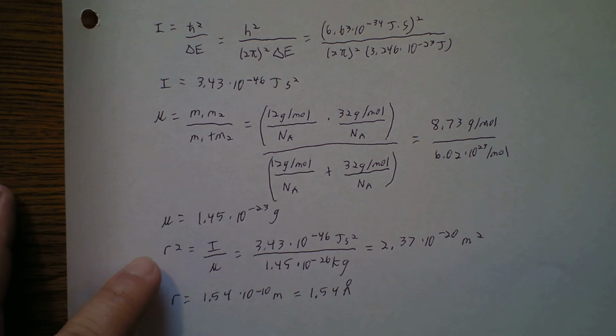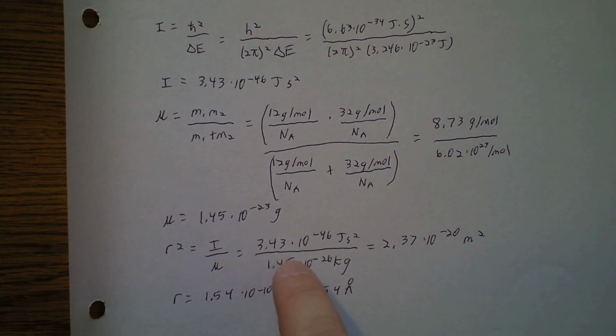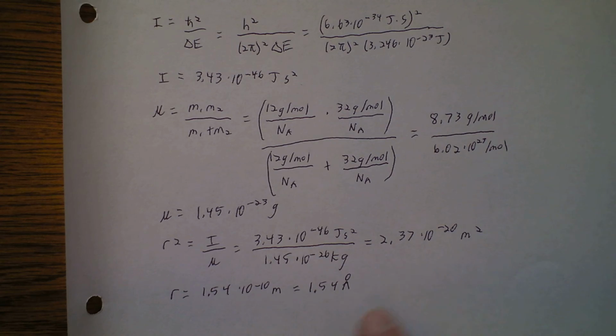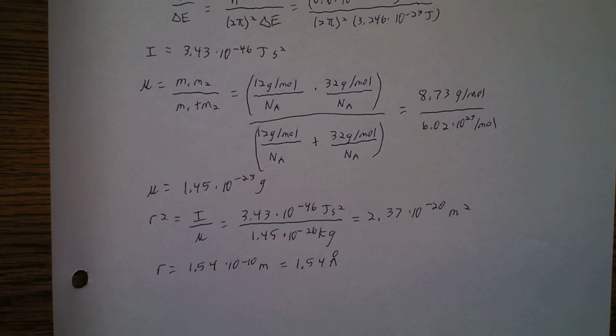Remember, r squared is equal to I over mu. Now we can substitute in the numbers. We get 3.43 times 10 to the negative 46 joule second squared divided by 1.45 times 10 to the negative 26 kilograms. See, we have to get the units to match up right. So we get 2.37 times 10 to the negative 20 meters squared. Take the square root of that for r, obviously the positive square root, and we get 1.54 times 10 to the negative 10 meters, or 1.54 angstroms. And that's all for that section.